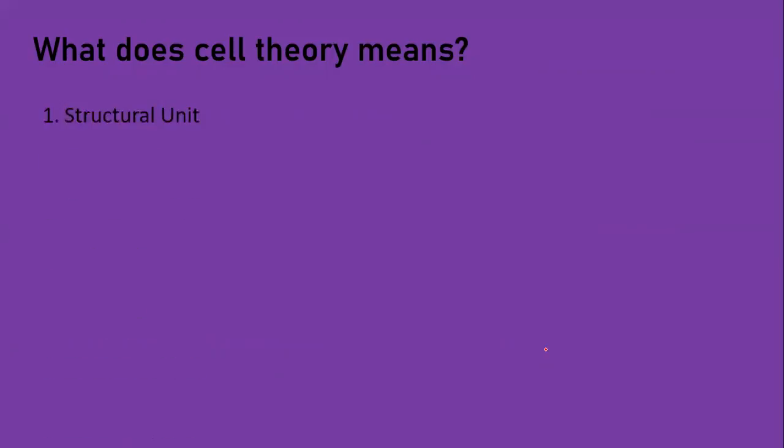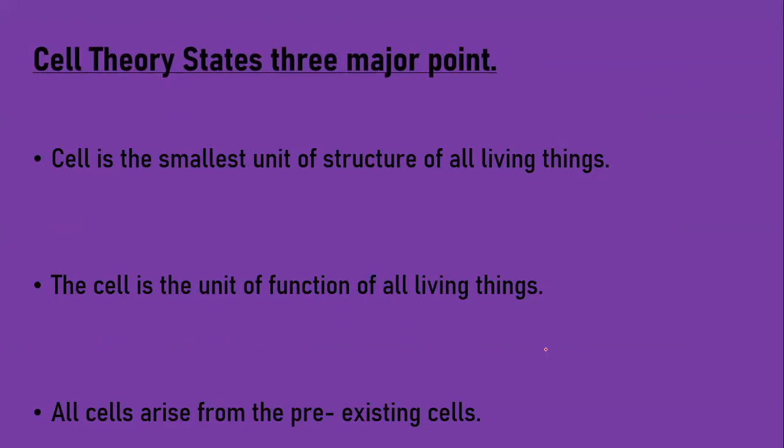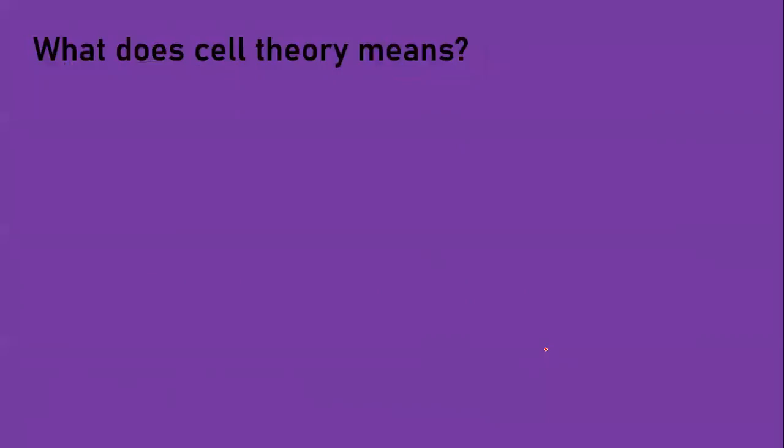Let's see. First is the structural unit, right? It was shown over here that cell is the smallest structural unit of all living things. So first is the structural unit. See, here we can see that this is a leaf, right? The German botanist and German zoologist, both of them said that each and every structure of a plant or organism, animal, is made up of cells.